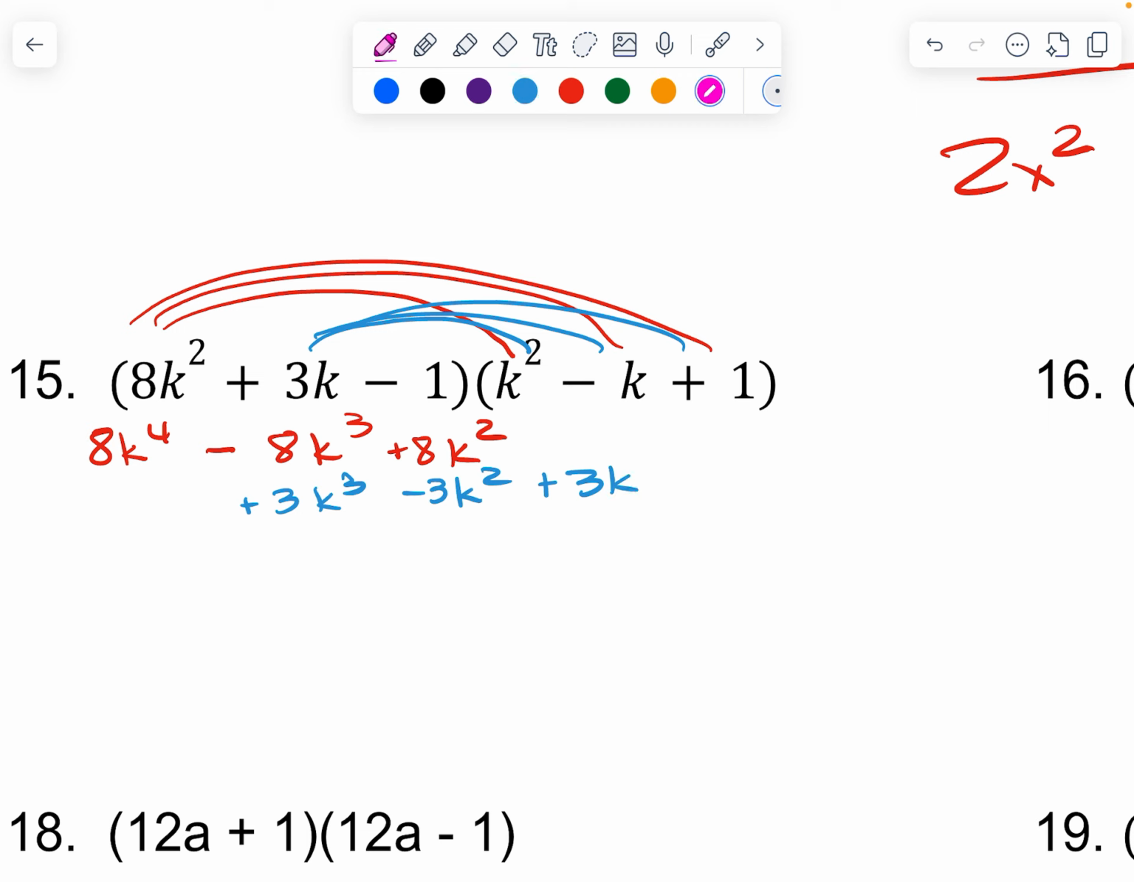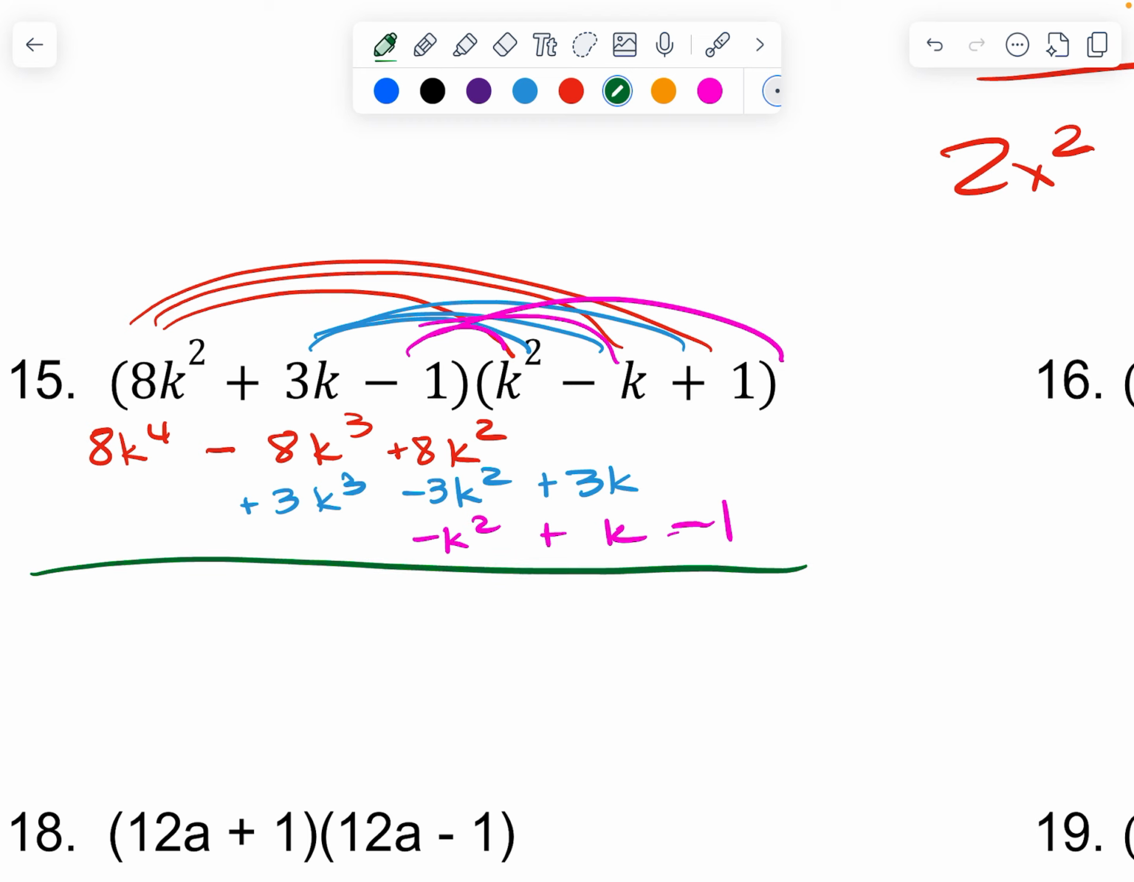And then pink. Right here I get minus k squared. Here I get plus k. And here I get minus 1. I add all these up. I get 8k to the 4th minus 5k to the 3rd, minus 4k squared plus 4k minus 1.